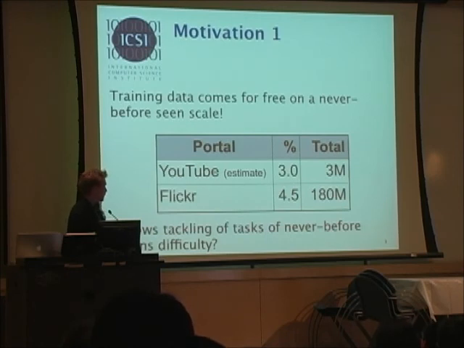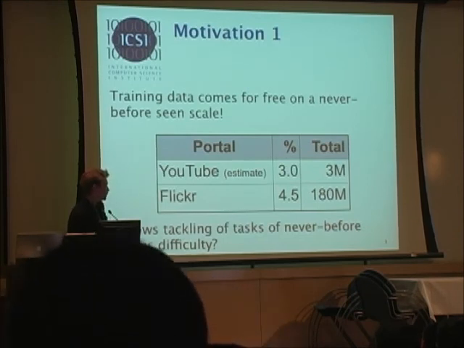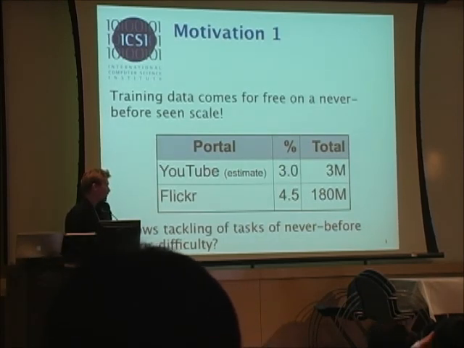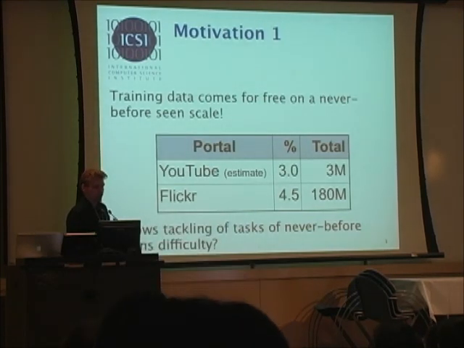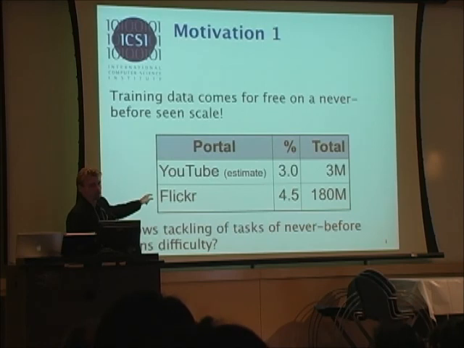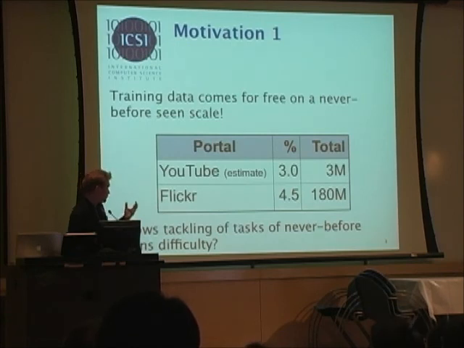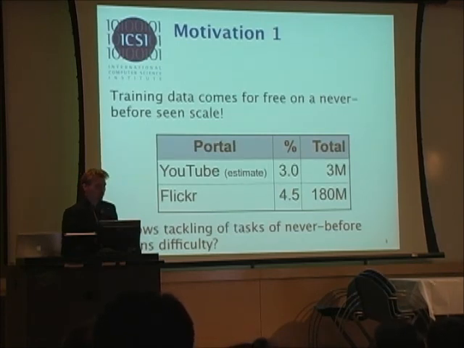On YouTube, we estimate about 3% of all the videos have geotags. That's about 3 million videos. And on Flickr, 4.5% of the videos have geotags. That's about 180 million videos. And then, of course, there are more photos being geotagged. Even the geotag is not always accurate, but you could use this data for training. And of course, that's training on a scale never seen before. We talk about millions of videos. The bottleneck is not the data, the bottleneck is the compute.